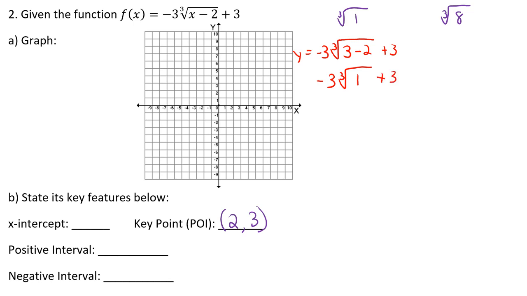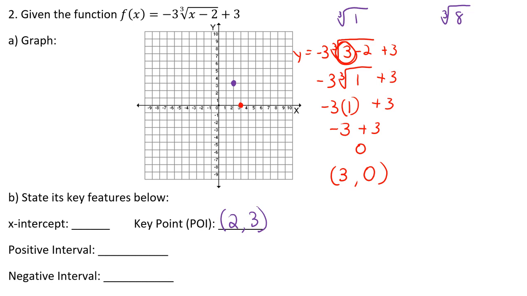The cube root of 1 is 1. Negative 3 times 1 is negative 3, and negative 3 plus 3 is 0. Once again, we plugged in a 3 for the x, and then we got the answer of 0, so that's our y. So I'm going to plot my key point 2, 3. And now I'm going to plot my first point 3, 0.